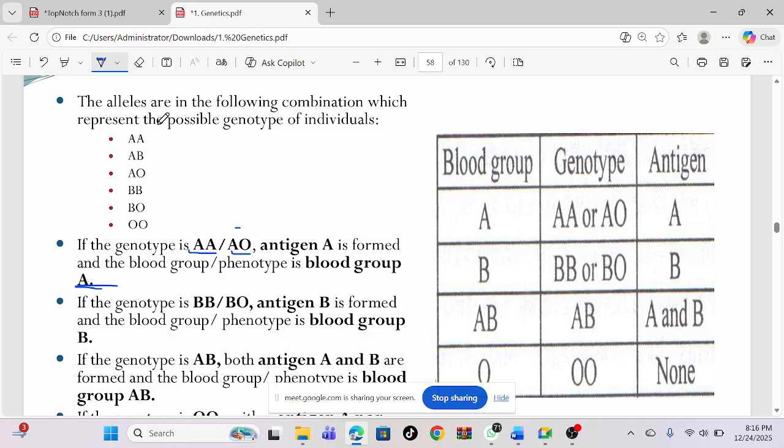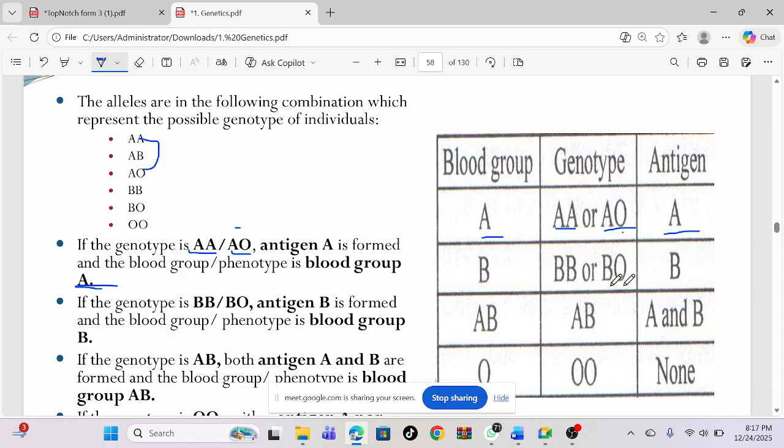So anything ambayo ina contain A, inakuwa nini? Mbona tunasema ni blood group A? Because tumesema O is recessive. Na tumesema recessive ni nini? Recessive ni kitu inafichwa. So blood group A ina contain antigen A. The genotype ambayo tunaweza pata from the blood group A ni mbili. Either ni AA or AO.